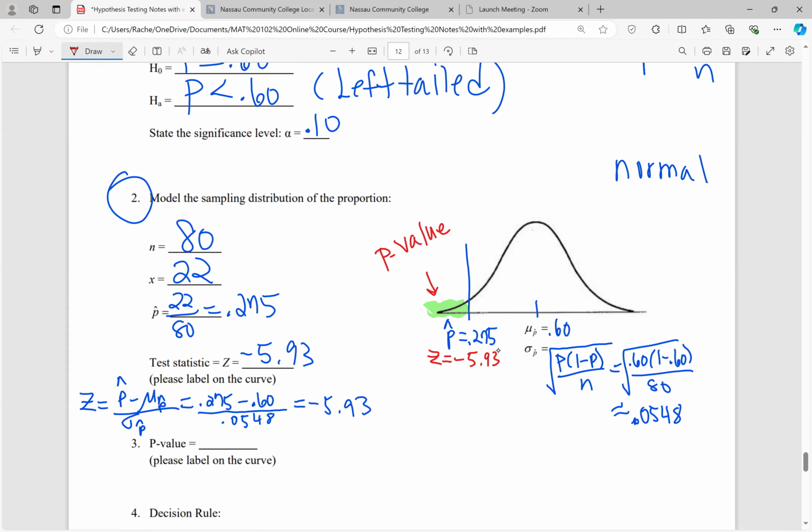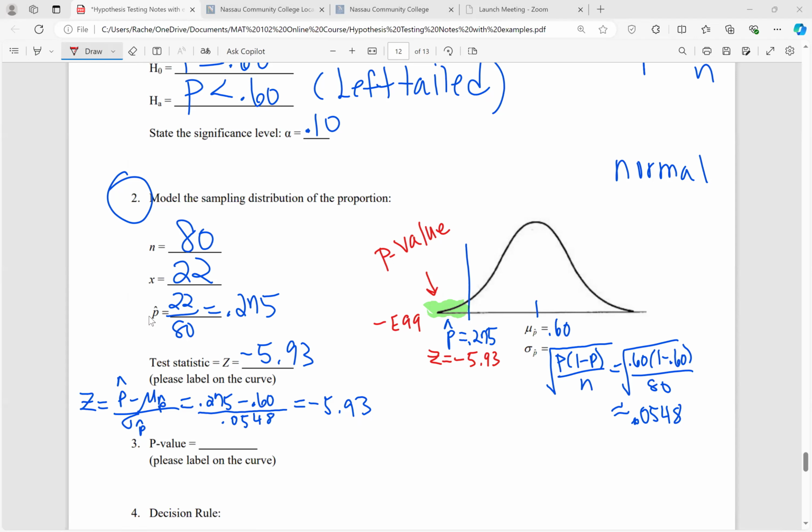And since this is a normal distribution, we could use normal CDF to get this area. And we're coming in from the left, so my lower bound is going to be negative E99, and I'll just use my z-score of negative 5.93 for the upper bound. So let's go to the calculator.